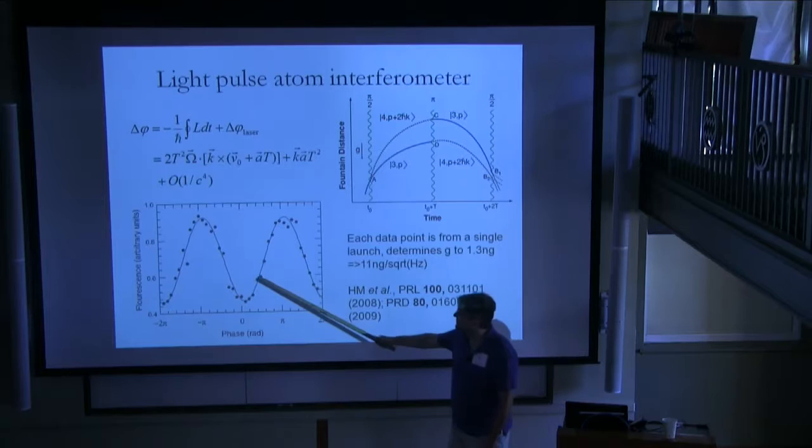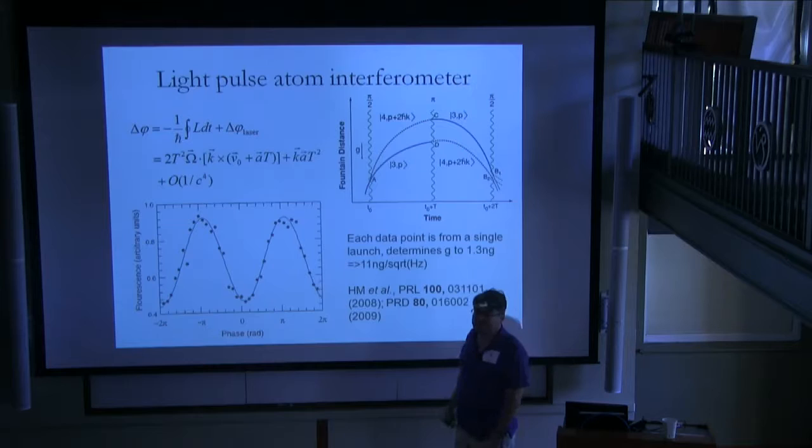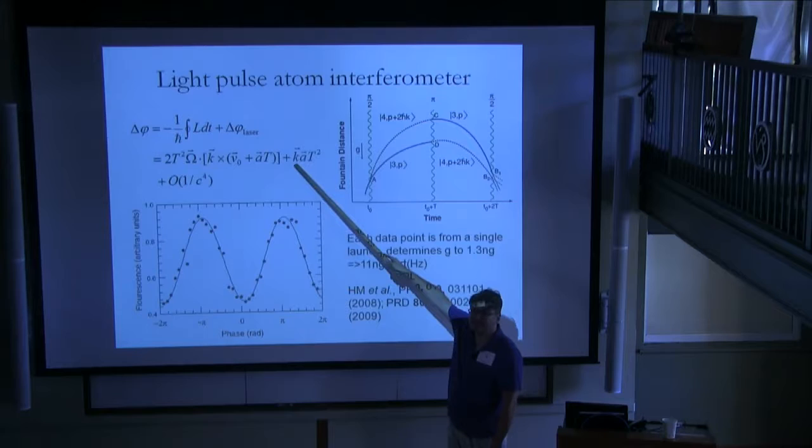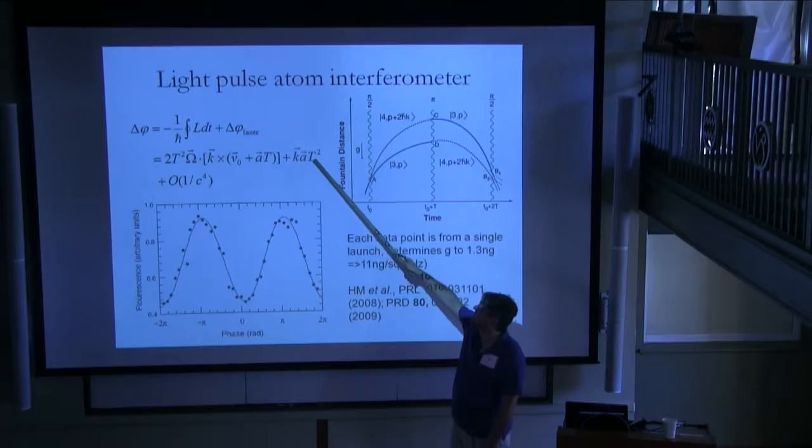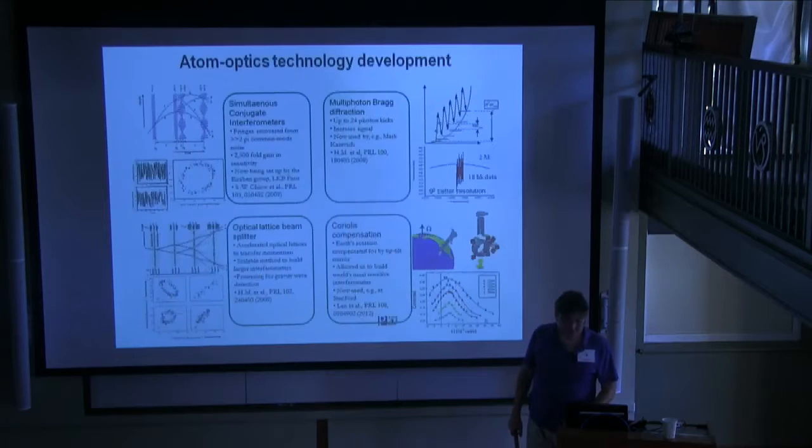The phase difference can be calculated using standard methods, and I'm going to point out only this last term. This is the photon wave number, which tells you how hard the photons kick the atom. This is the acceleration, could be gravity, could be from forces pulling on the atoms. And this is the pulse separation time squared. So far, so good. What does that have to do with dark matter? We'll get to that in a second.